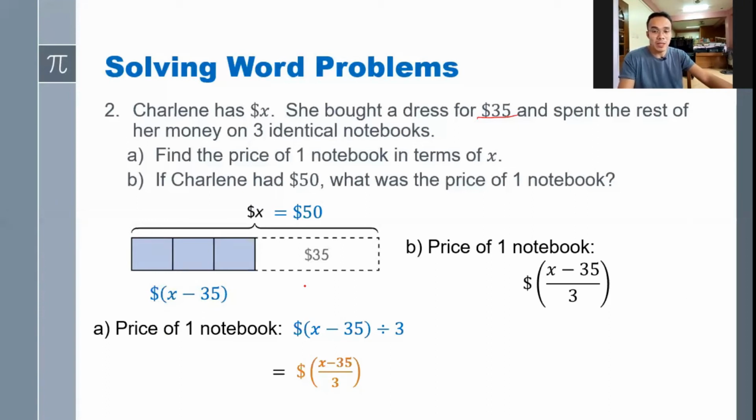So we evaluate this expression at X equals 50. We replace X with 50. We have now 50 minus 35 over 3. And 50 minus 35 simplifies to 15, and we still have the denominator 3. 15 over 3 is equal to 5. Therefore, the price of one notebook was $5 if Charlene had $50.